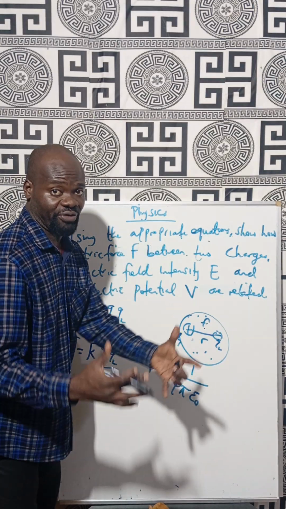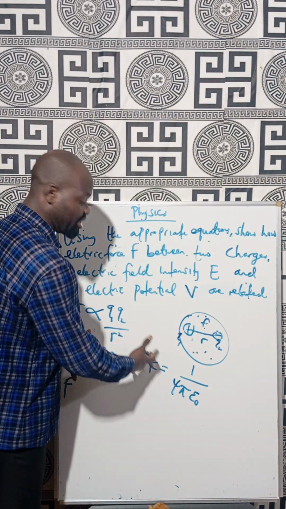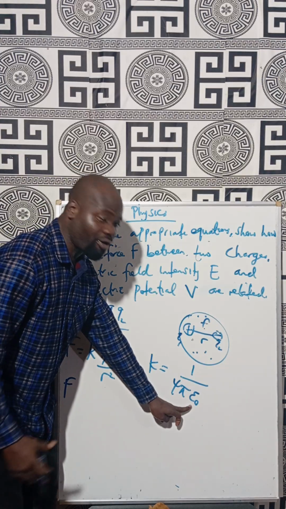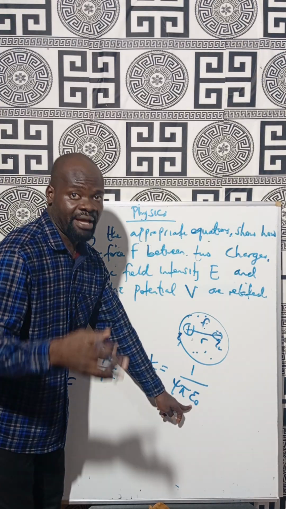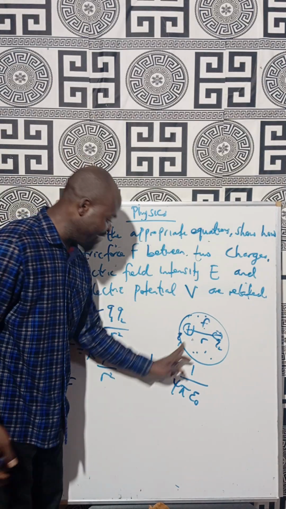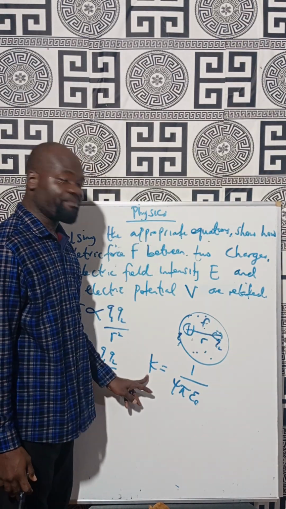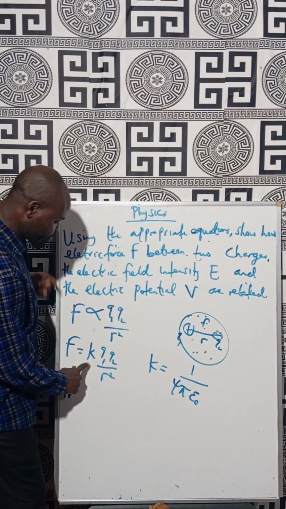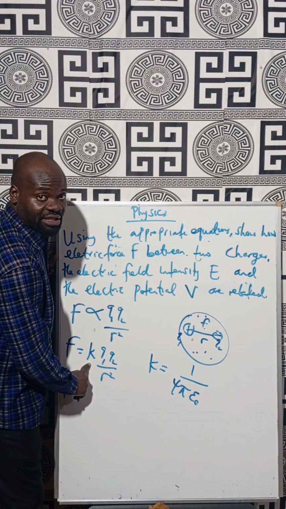They would have given it to you, and if they are not giving you, you have to know it offhand. This epsilon naught is called permittivity of free space. Of course, you know what your pi means and your 4. So everything is a constant called K that we put here.